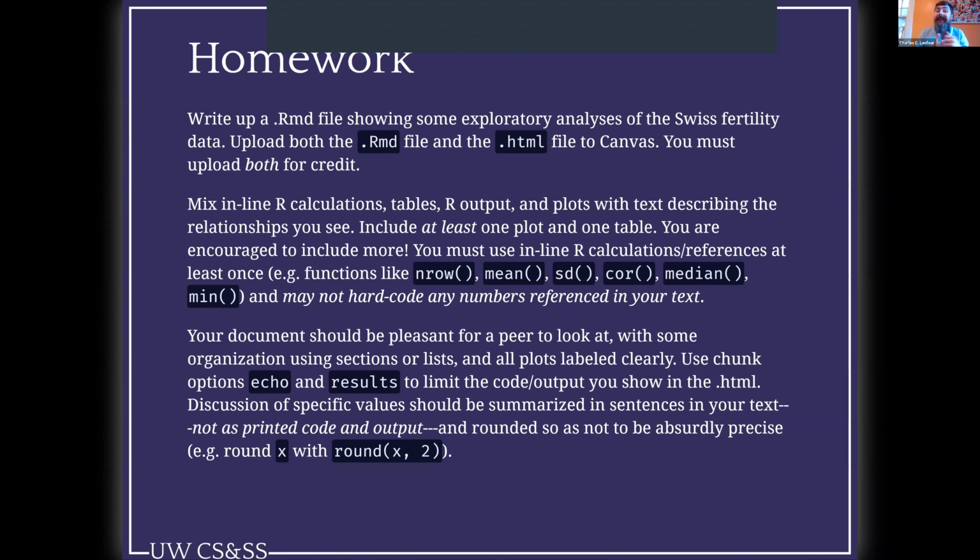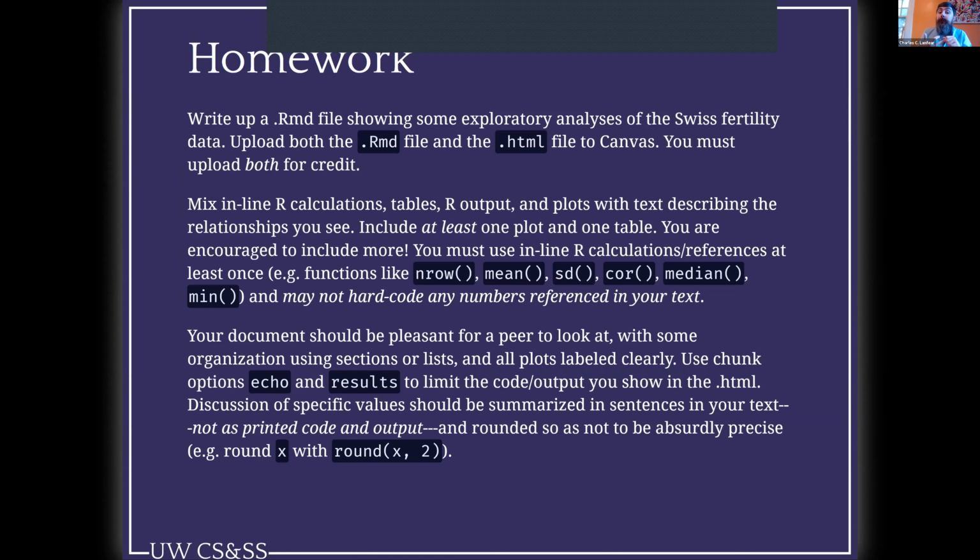I want you to mix inline R calculations, tables, R output, and plots with some very light text describing relationships you see. It's perfectly fine to say, it looks like agriculture goes down when examination goes up or something like that. You're not demographers, some of you probably are, but don't have to be too specific about it. All I ask is that you include at least one plot and one table. Go crazy if you want to do more.